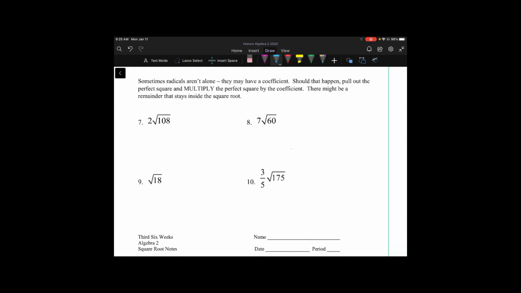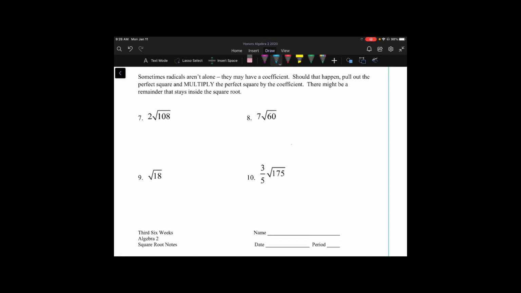Okay, so Mr. Clark, what happens if there's stuff that is outside already? It's really not too hard. We're going to do the exact same process. We're just going to modify it slightly. So let's ignore number 7. Let's ignore the 2 for a second and just simplify the 108. So if I did that, I'm going to leave the 2 outside, so like this, right? And that 108 breaks down to 4 times 27. And I broke it down to that because that 4 is a perfect square, so I can pull it out.